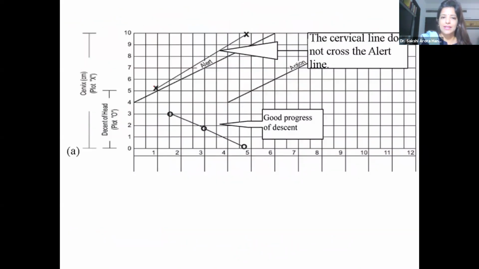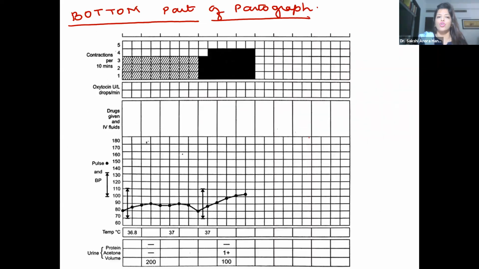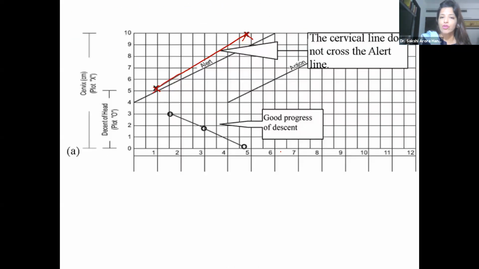So over here, you can see that patient came at 5 centimeters. We have marked an X and the progress is marked by another X. Now I am going to join these two X's and I'm going to see whether the progress of the patient is lying to the left of alert line, whether it is lying between alert and action line, or whether it is lying to the right of alert line, right? If the progress of your patient is lying to the left of alert line in this area, right? This means everything is normal. The progress of your patient is normal.